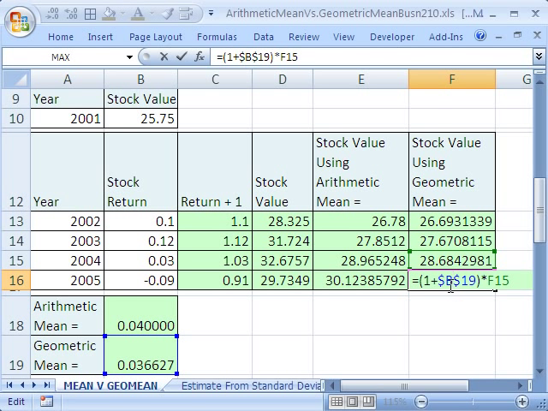We get the exact same value using geometric mean. So more conservative, more accurate, better over the long term. This one is going to be always a little bit bigger, more optimistic, and maybe a little bit better over the short term. All right, we'll see you next video.